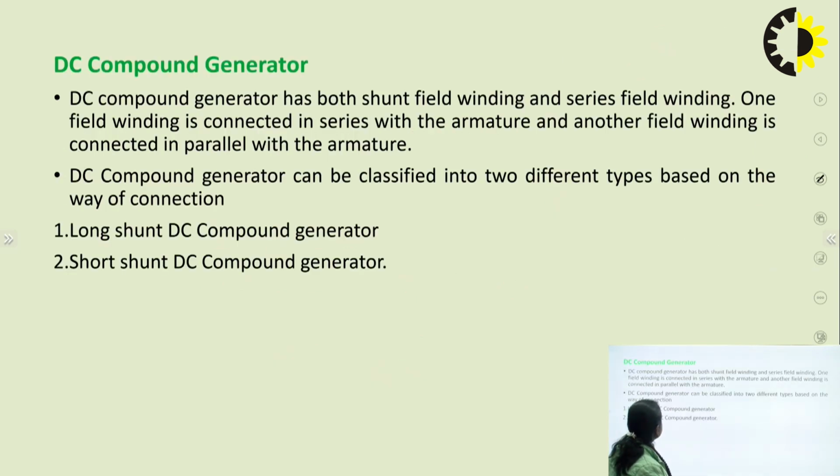Now coming to the DC compound generator. A DC compound generator has both shunt field winding and series field winding. One field winding is connected in series with the armature and another field winding is connected in parallel with the armature. A DC compound generator can be classified into two different types based on the way it is connected: long shunt DC compound generator and short shunt DC compound generator. We'll discuss these one by one.